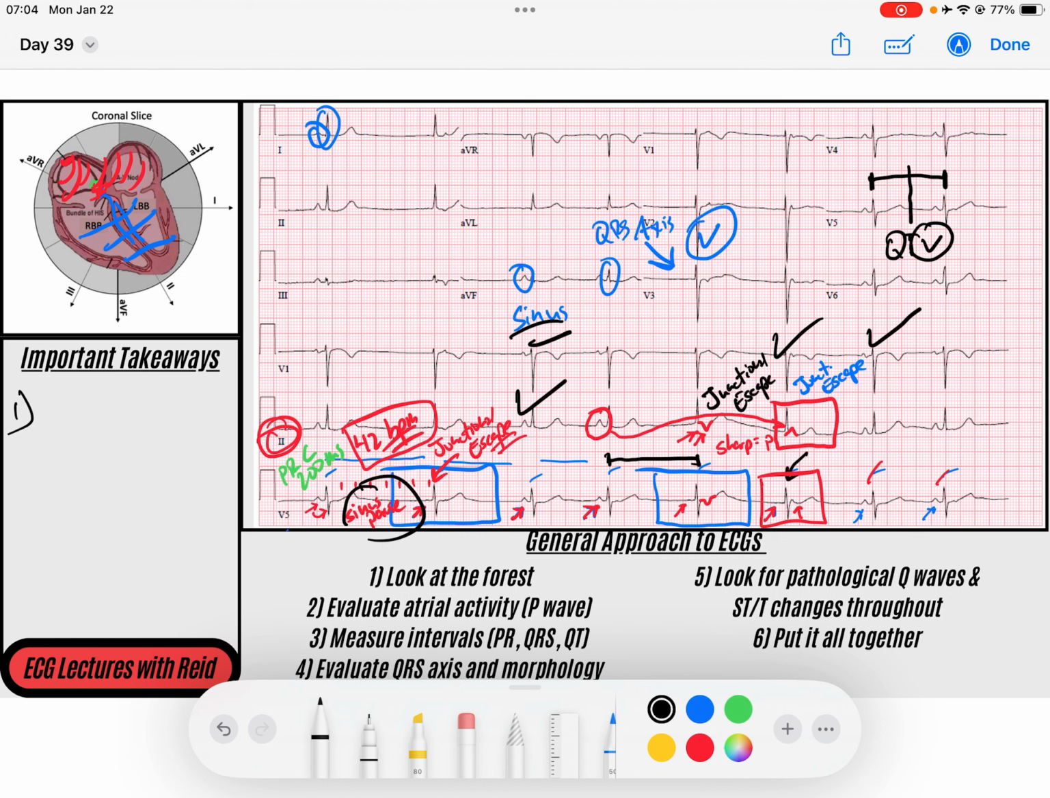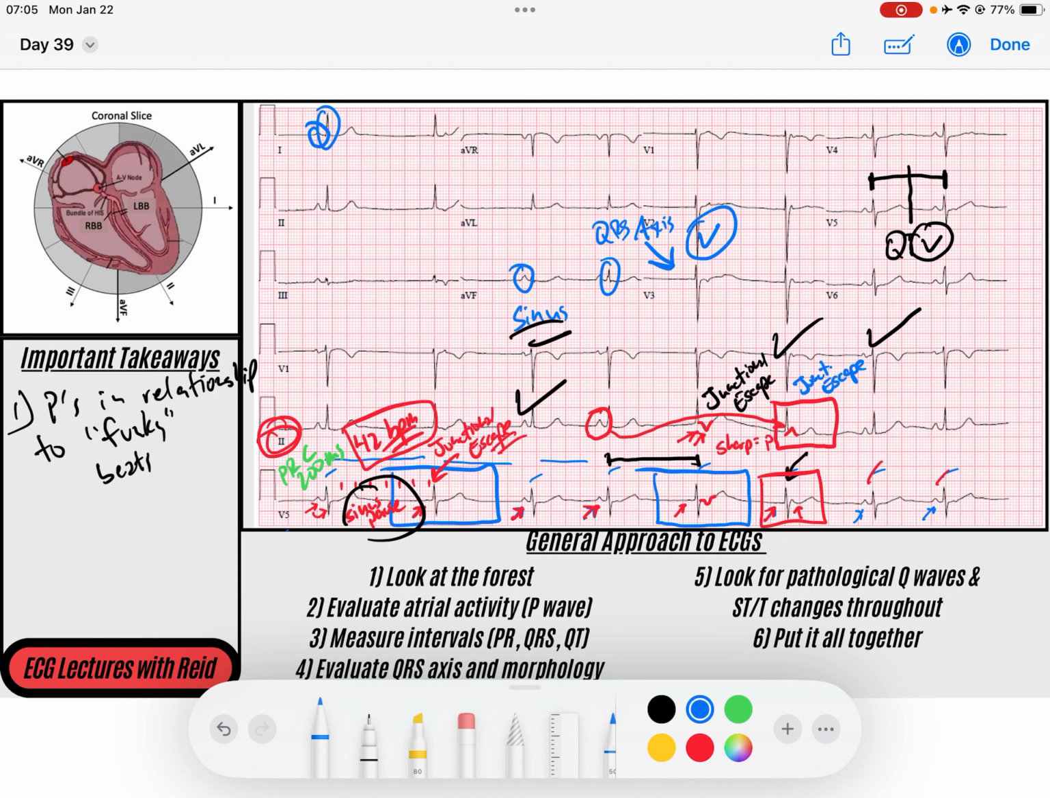Okay, so what are some important takeaways here? One, what are the P's doing in relationship to our funky beats? What does that mean? So understanding that P waves are atrial depolarization. And so atrial depolarization can occur from the sinus node, which would give us our characteristic positive P waves in leads 1, AVF, and lead 2. But P's that are forming retrograde are going to be negative in those leads.